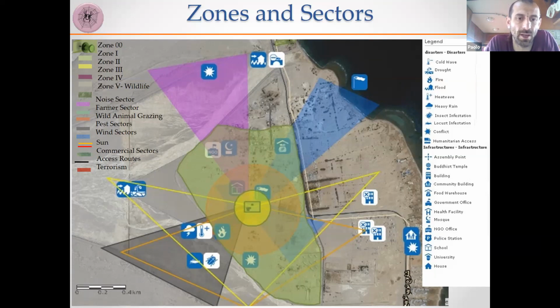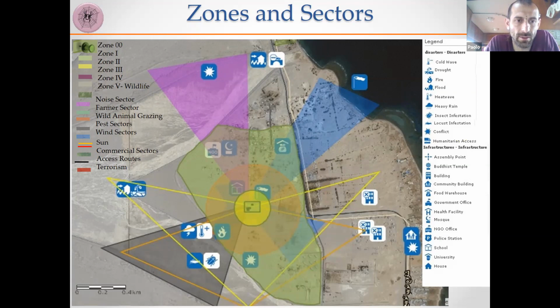Another sector you see in the southwest is the pest sector, because there was a recycling center on this side. So during the summertime, when the temperature was rising, a lot of insects and smell were coming from this sector. So it is important to observe and put this kind of information on the diagram.